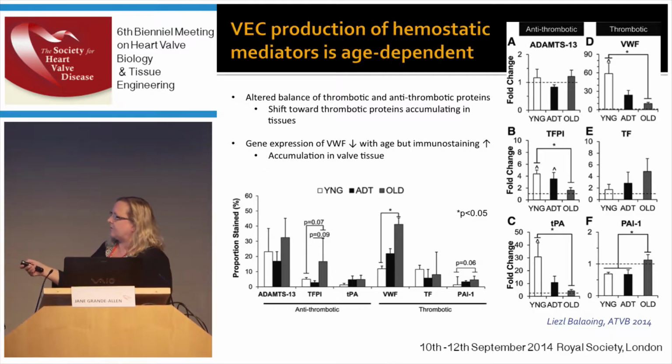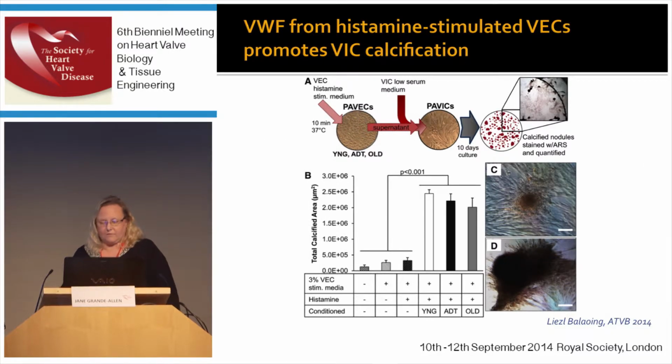In particular, we do find that the gene expression of von Willebrand factor does go down with age, but if you immunostain the tissue for von Willebrand factor, you can see that it actually does accumulate within the tissue. So even though the cells aren't making it anymore, it's still there. We then took valve endothelial cells that had been stimulated with histamine to make ultra-large von Willebrand factor, and then took that culture medium and applied that to valvular interstitial cells and monitored the production of calcific nodules.